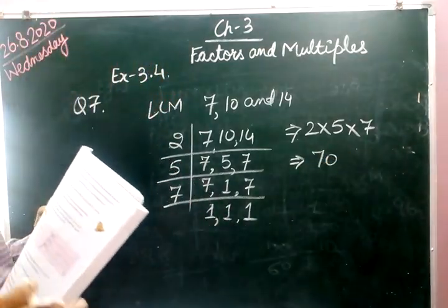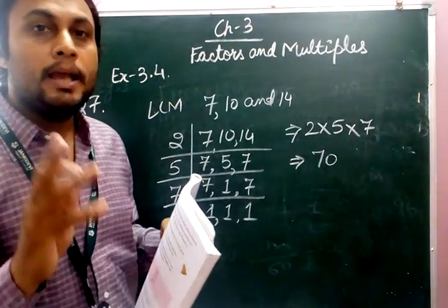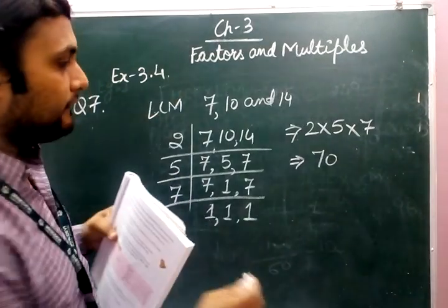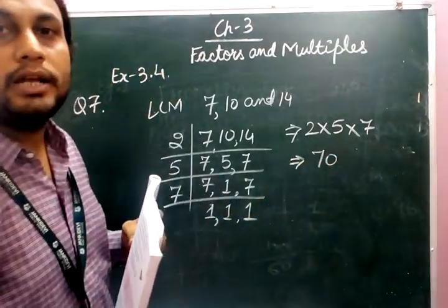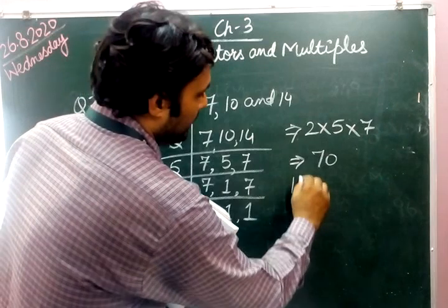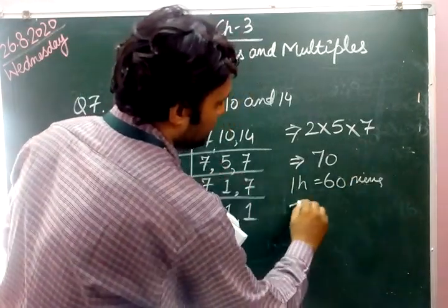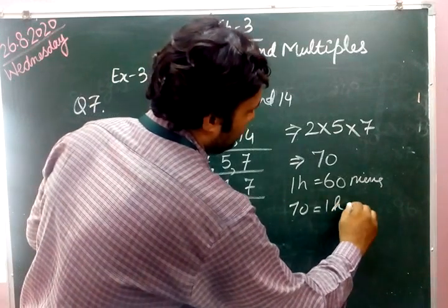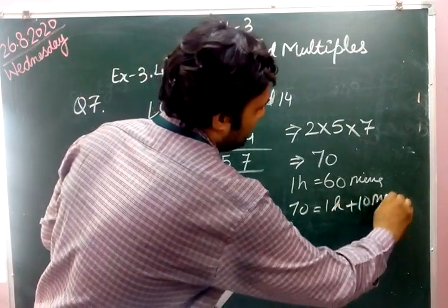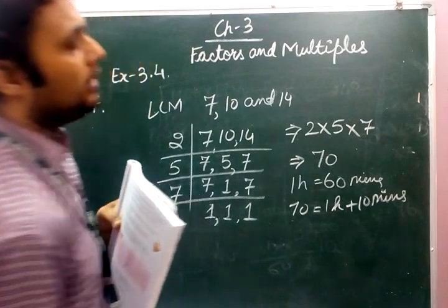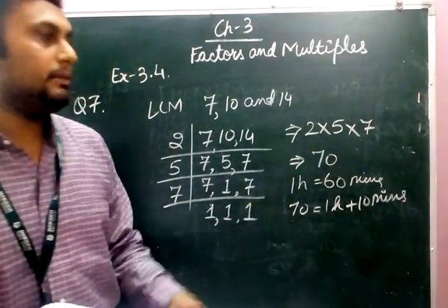So here the minutes are there. The most important thing is that minutes are there. So what you have to do, you have to convert this 70 into hours and minutes. 1 hour equals 60 minutes. So here 70 minutes equals 1 hour plus 10 minutes. So this is your answer: 1 hour 10 minutes.